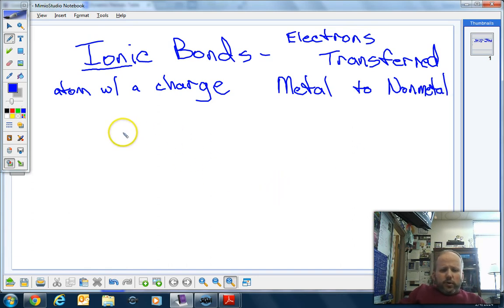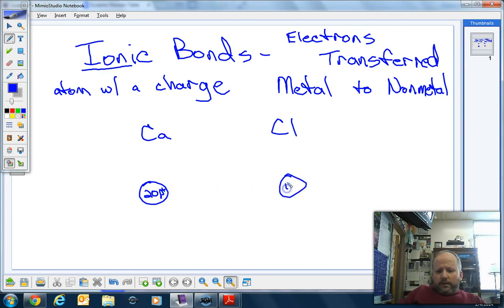So, let's do a quick example and show you exactly why this is happening. Let's say we had a bond between calcium and chlorine. If we did a Bohr model for calcium, find a periodic table, you find out that calcium has 20 protons. You find out chlorine has 17 protons. Now notice, I haven't said anything about neutrons. Neutrons don't matter because those only tell you the isotope.